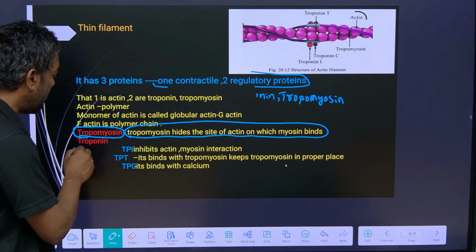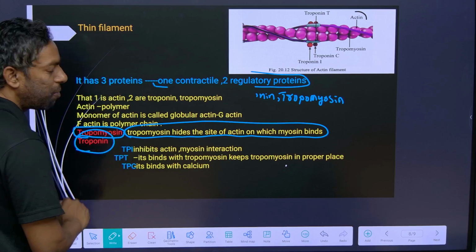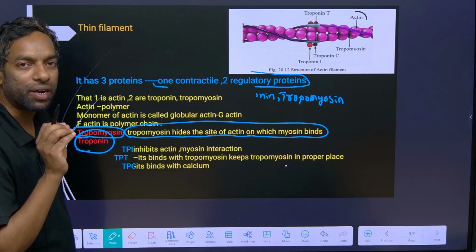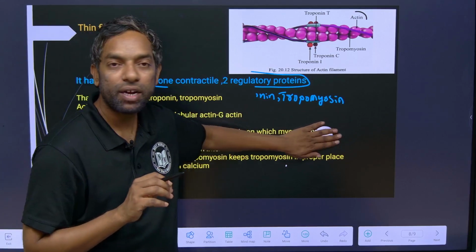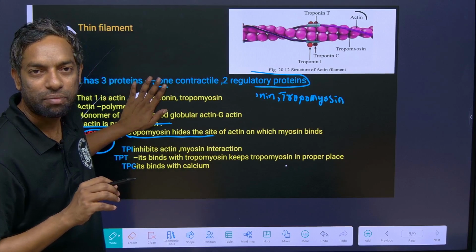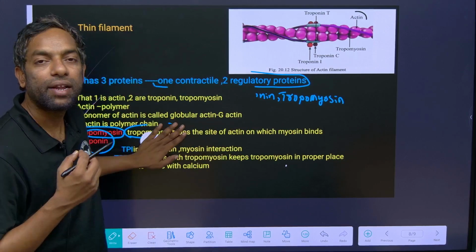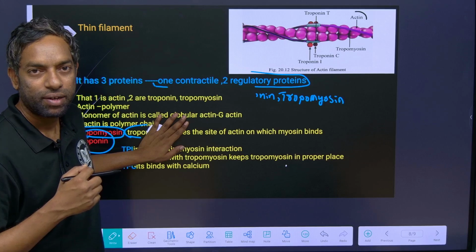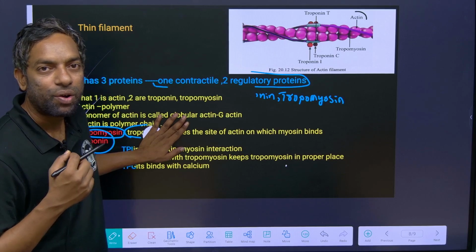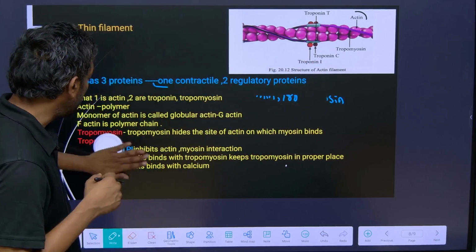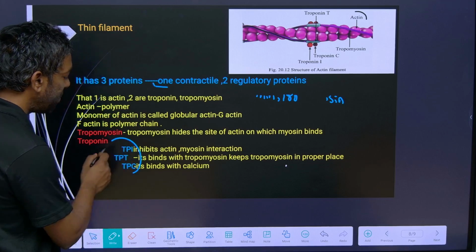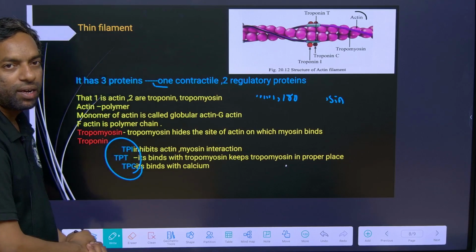Okay? And tropomyosin and troponin are the regulatory proteins. If they don't want the muscle to contract, they can hide the actin filament. Tropomyosin is a regulatory protein; I will explain it. Troponin has three parts: TPI, TPT and TPC.